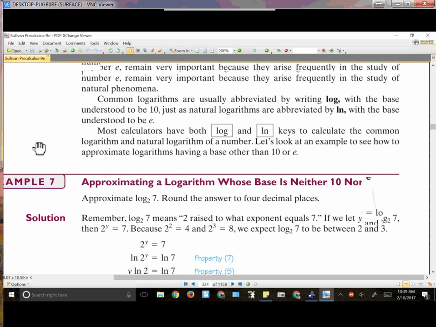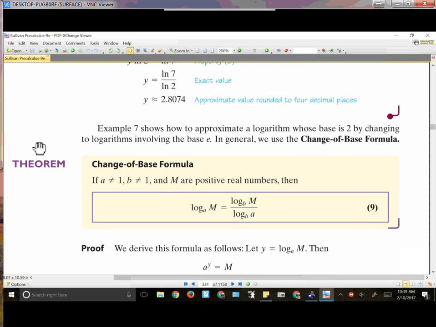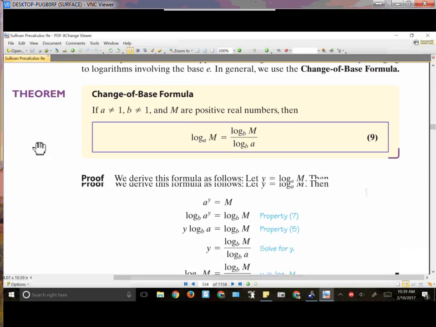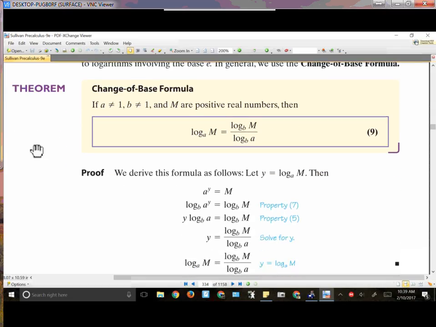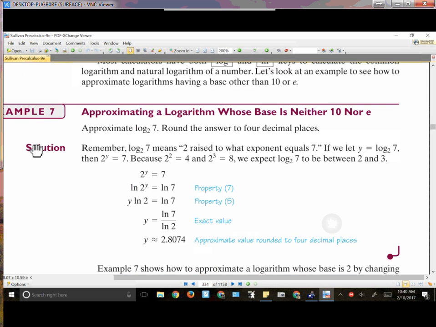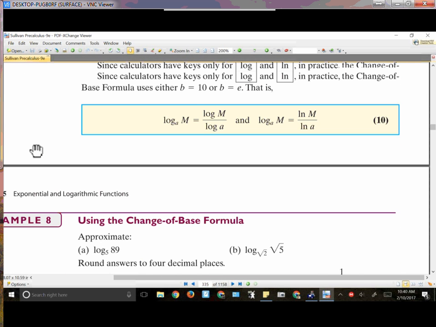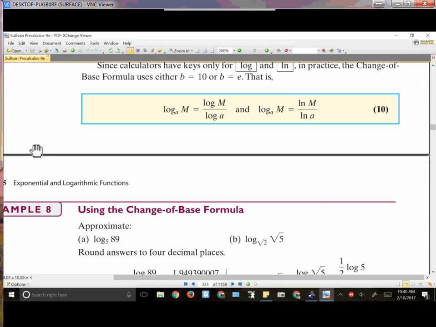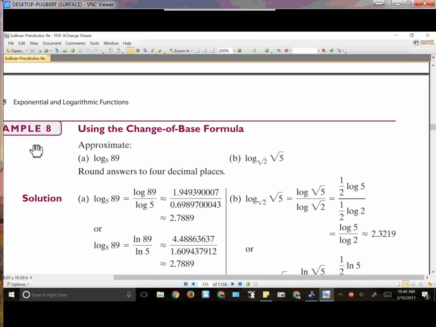Now, this here is one handy little formula. Make sure that you have that in there. And I'm going to go through that one because calculators can only do so much.